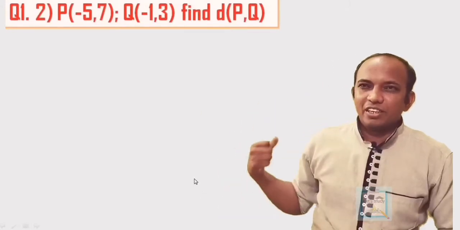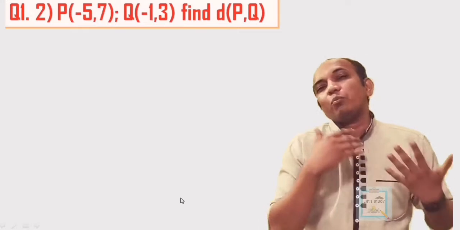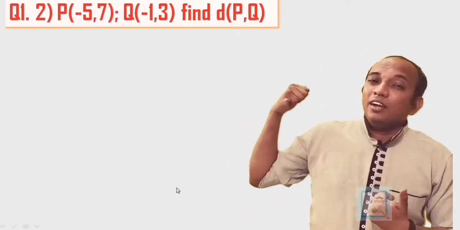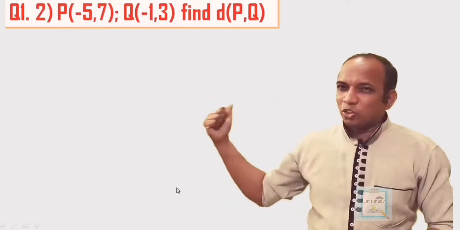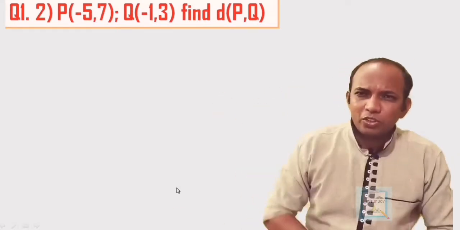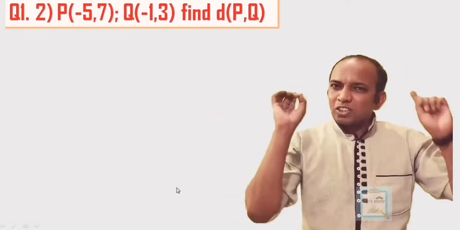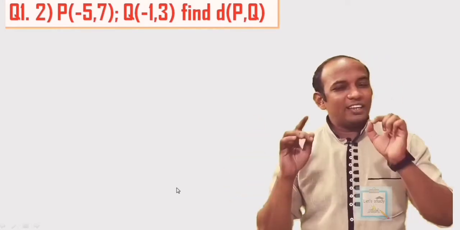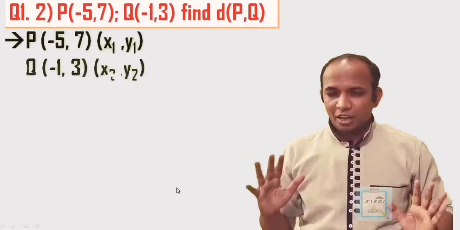So here is the next question on the board. The question is, point P has a coordinate -5 and 7, that is x1 y1, and point Q has a coordinate -1 and 3, that is x2 and y2. Now again we move ahead with the distance formula the way you are looking on the screen. Now while substituting the value in the formula, you have to be very cautious, very careful.